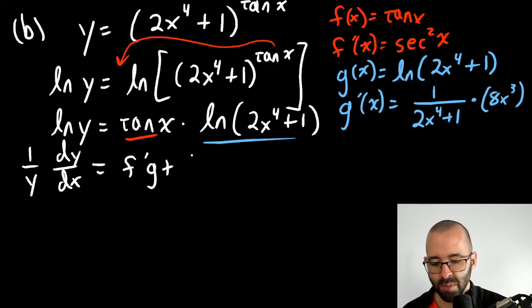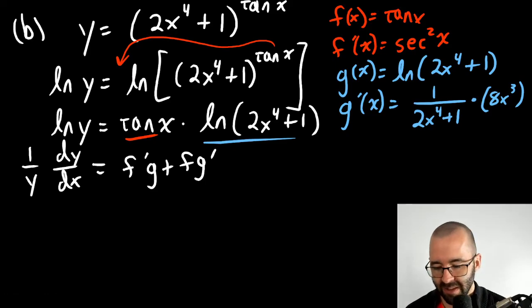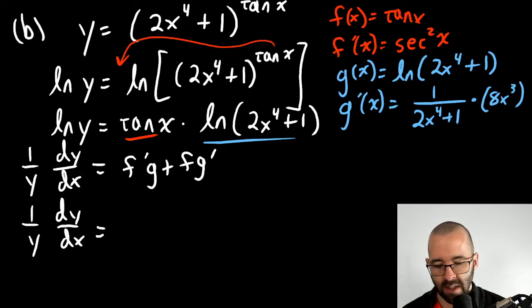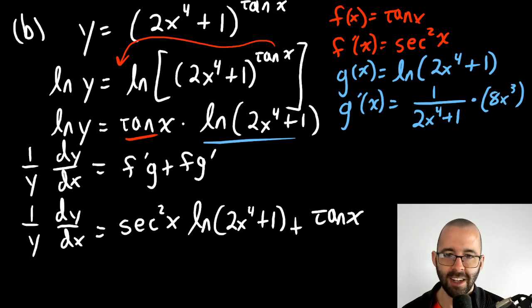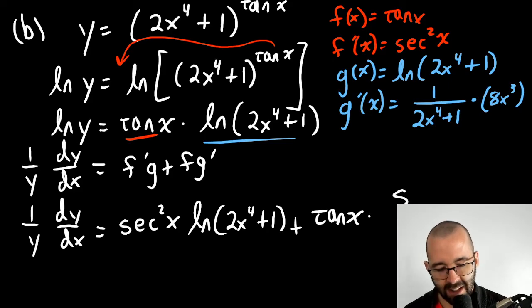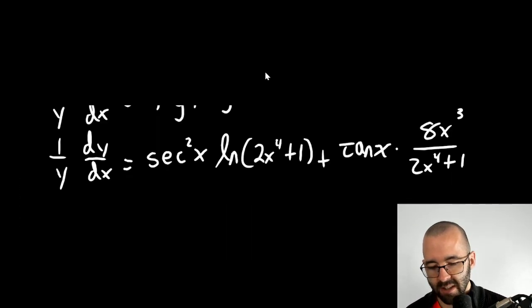So it's f prime g plus f g prime. Again, even when I like skipping steps, I'm making myself write this because I make a lot more mistakes when I don't. So 1 over y times y prime is f prime, which is secant squared of x, times g, which is the natural log of 2x^4 + 1, plus f, which is tangent of x, times g prime, which is going to get covered by my head, 8x cubed over 2x^4 + 1. We'll take this to the next page.